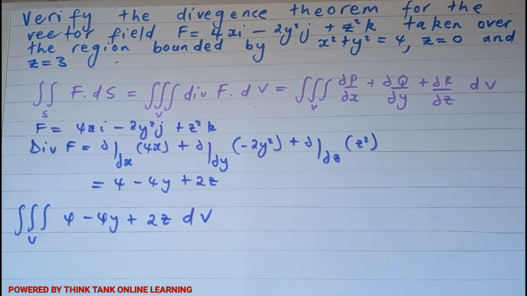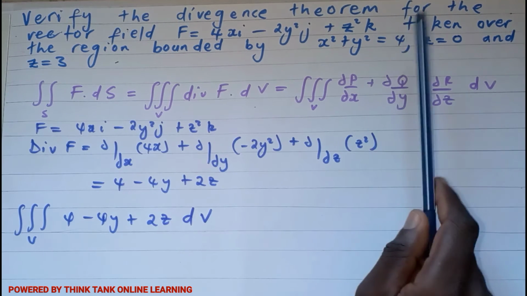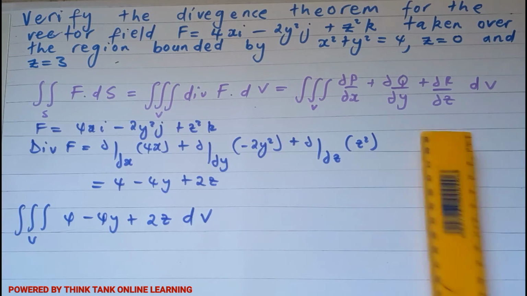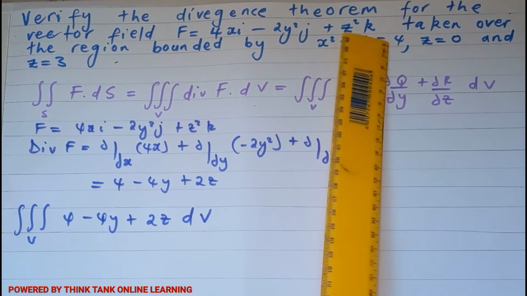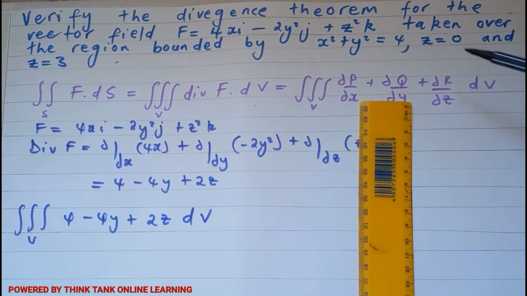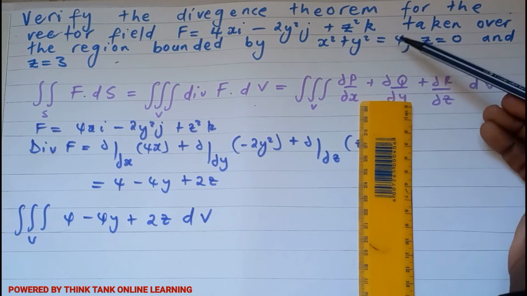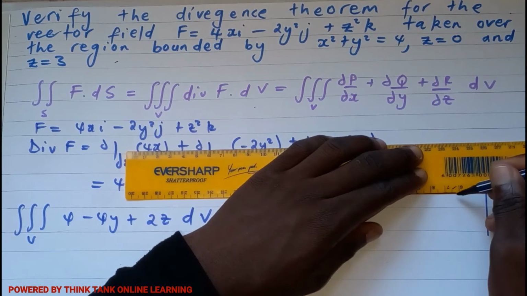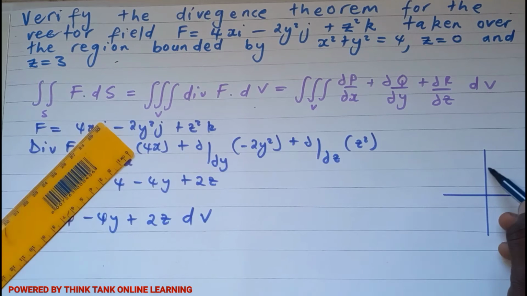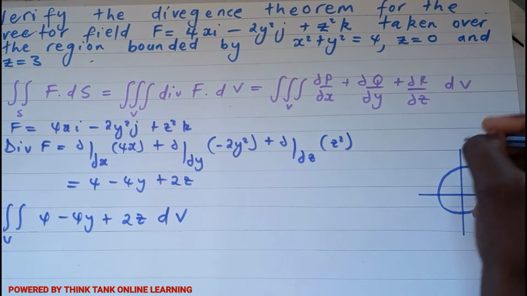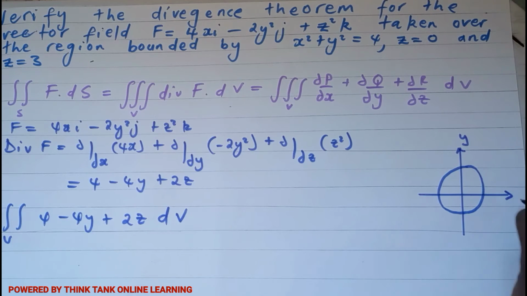Now we have a small job to do: find the limits. This is a cylinder, so using cylindrical coordinates will save us some time. The base is a circle of radius 2, since the equation of a circle has the form x² + y² = r². I'm going to draw this circle here. It is the shadow of the cylinder. This is the y axis and this is the x axis.